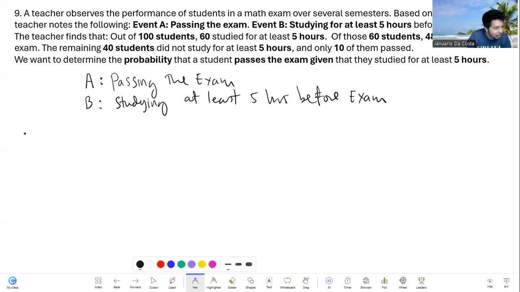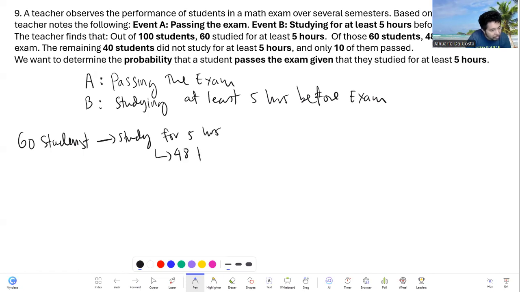In this scenario, there are 60 students who study for at least 5 hours. And of those 60, 48 pass the exam. Now, the remaining 40 students did not study for 5 hours.